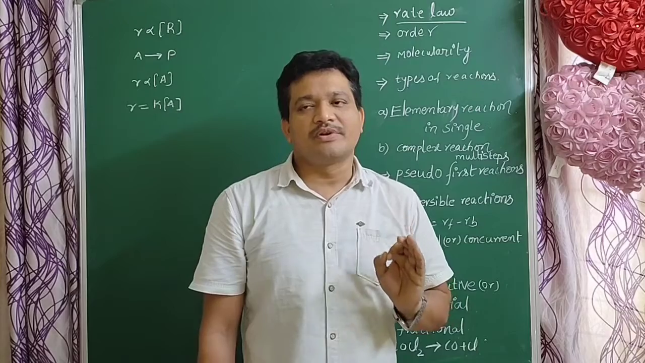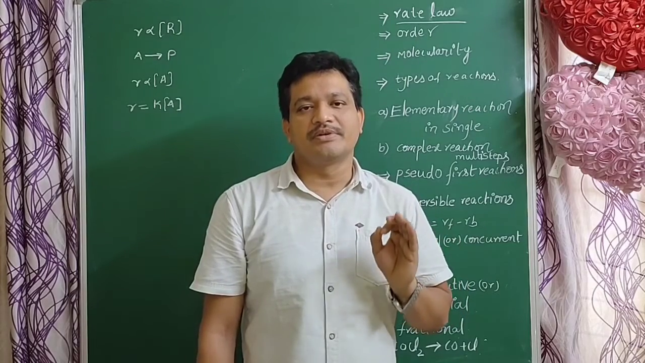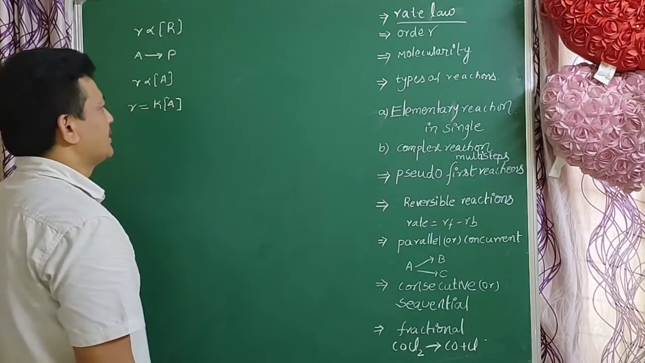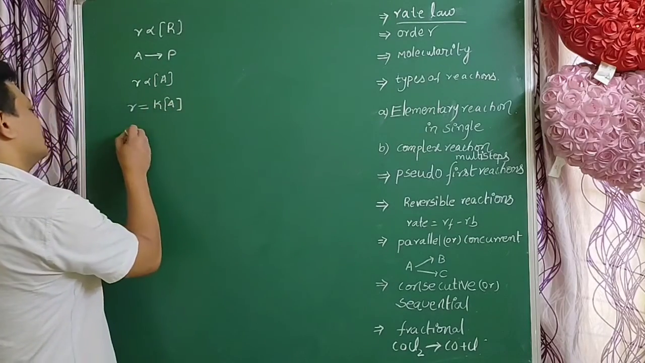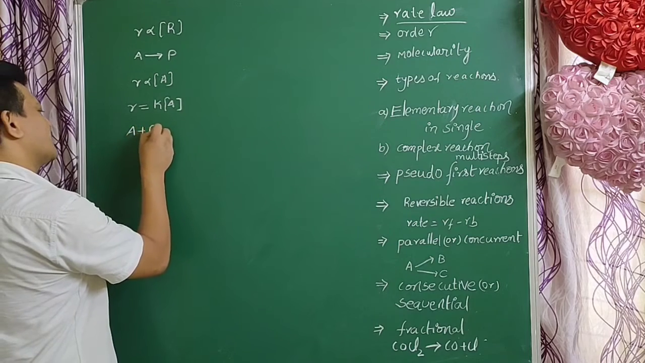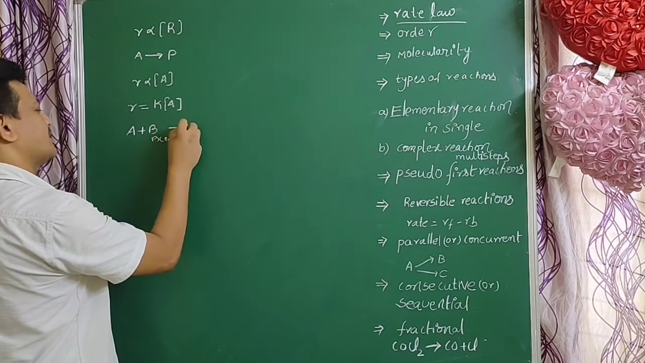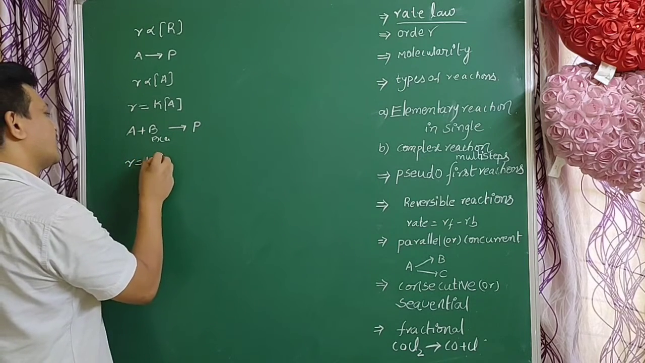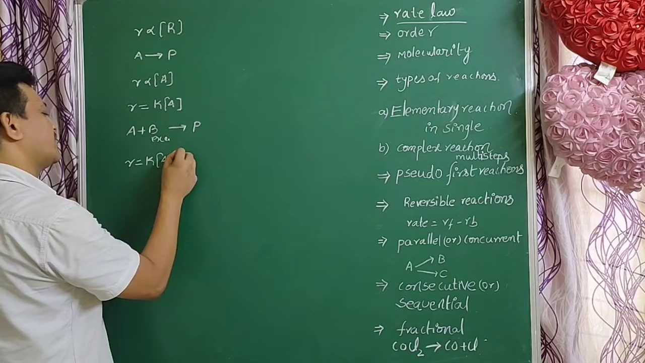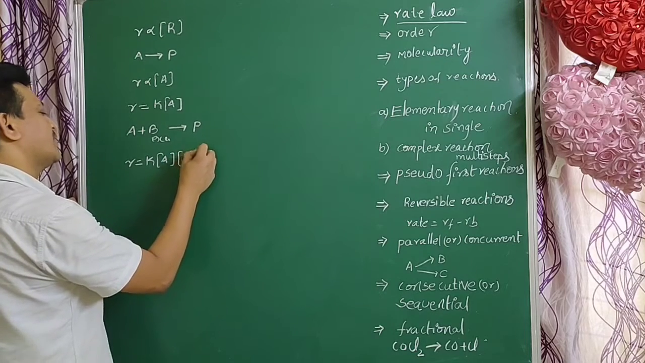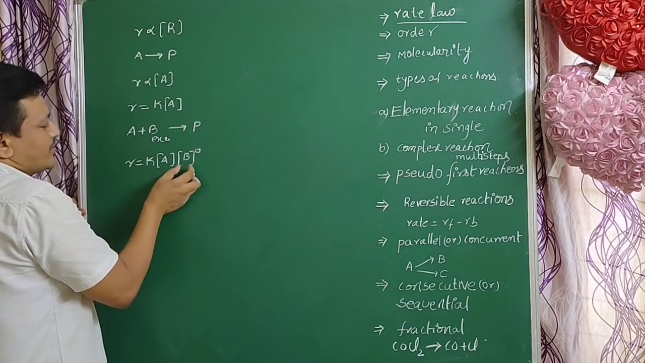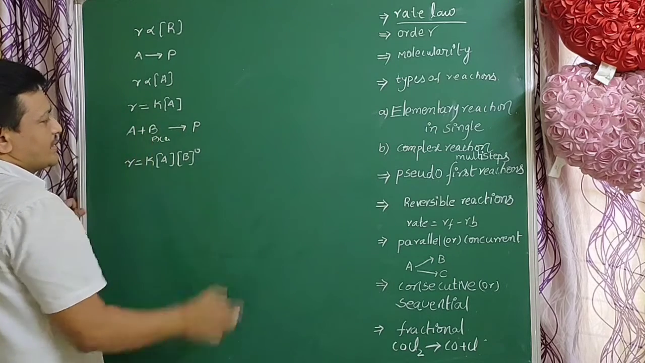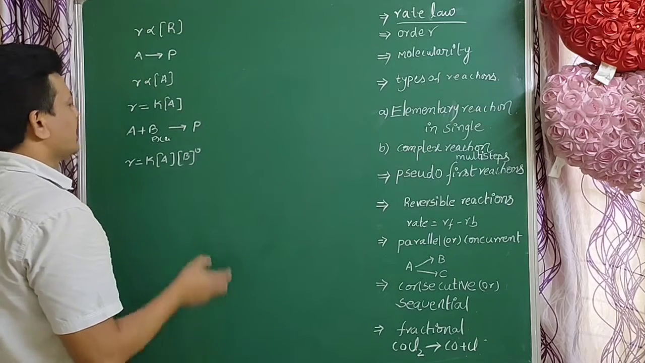This is obtained experimentally. For example, A plus B, where B is taken in excess, is converted to products. So rate equals K into the concentration of A into the concentration of B to the power 0. Here the rate does not depend on the concentration of B. Rate does not depend on the excess quantity.